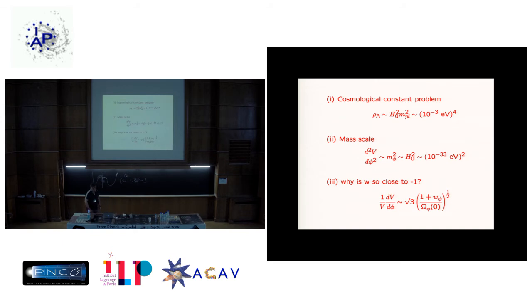So we have three problems. Okay, the cosmological constant problem that we don't understand, the classical cosmological constant problem. If the field is dynamical, then it's got a characteristic mass of 10 to the minus 33 electron volts. It's a very light field.